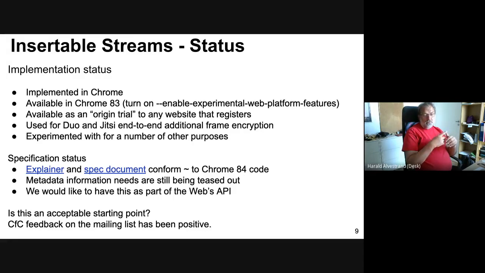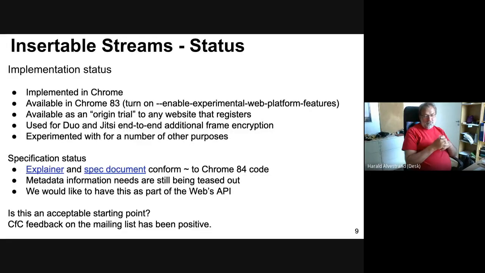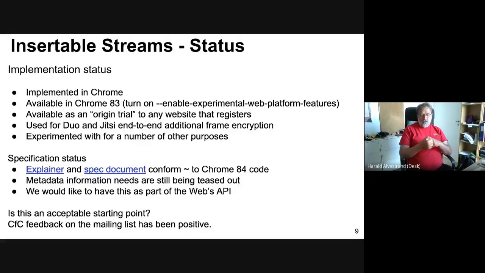I now have an explainer and a spec document that conform roughly to what's in Chrome 84, which is slightly changed from 83. We still need more brain work to be done on what metadata you need in addition to having the bytes of the frame. That's metadata that you need on outgoing to do the right things, because not everything is obvious from the frame. A method that you need on the incoming side, because again, not everything is obvious from the bytes in the frame.